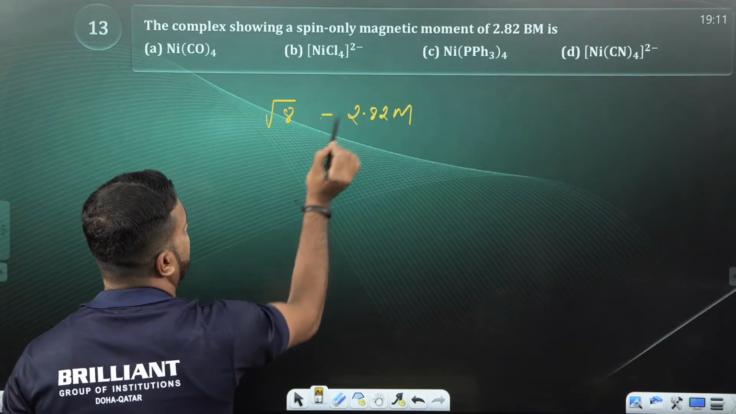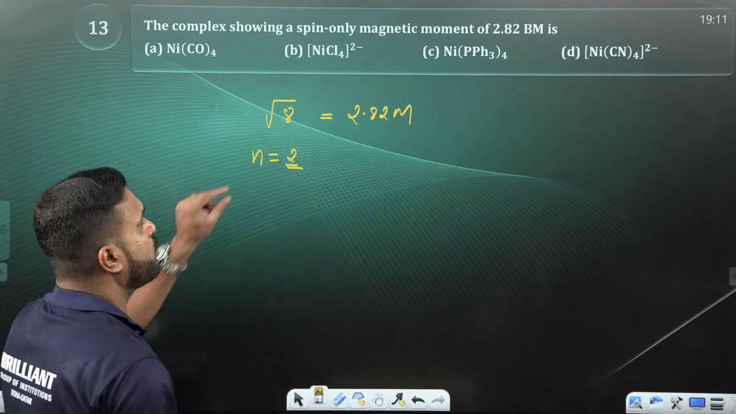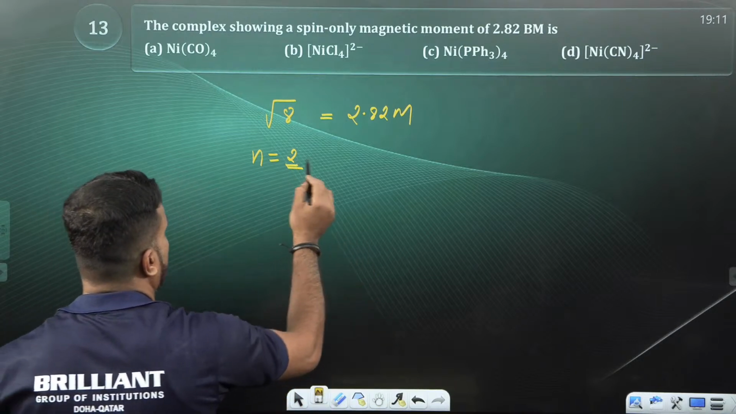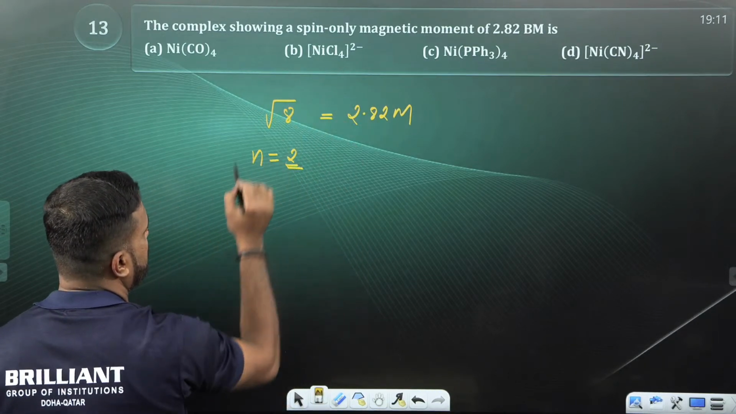So root 8 should be there. Root 8 means the number of unpaired electrons should be 2. Number of unpaired electrons equal to 2 means then only you will be getting it. So I think the correct answer will be NiCl4. If you want, we can check.